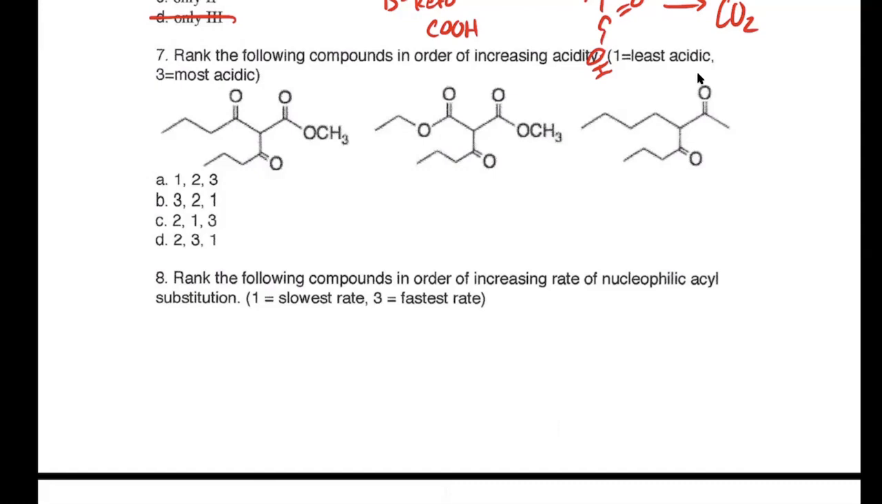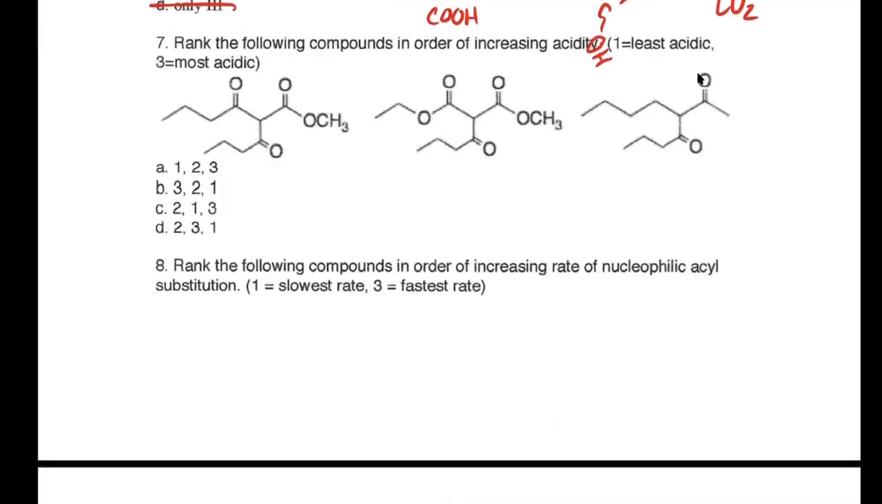So for number 7, rank the following compounds in order of increasing acidity, with 3 being the most acidic. We have these different carbonyl compounds, and you can notice that some of them have 3 carbonyls, and some have 2. Make sure none of these have a carboxylic acid on them, because that is a little trick Dr. Bean likes to do, where she'll put two carbonyl molecules and one carboxylic acid, and people focus on the carbonyls and do not look at the carboxylic acid.